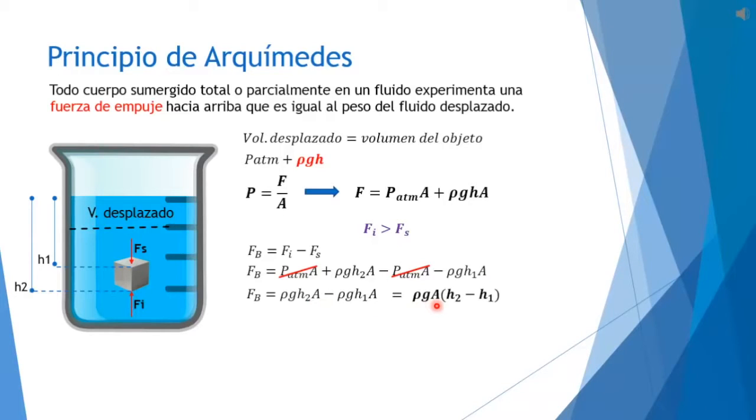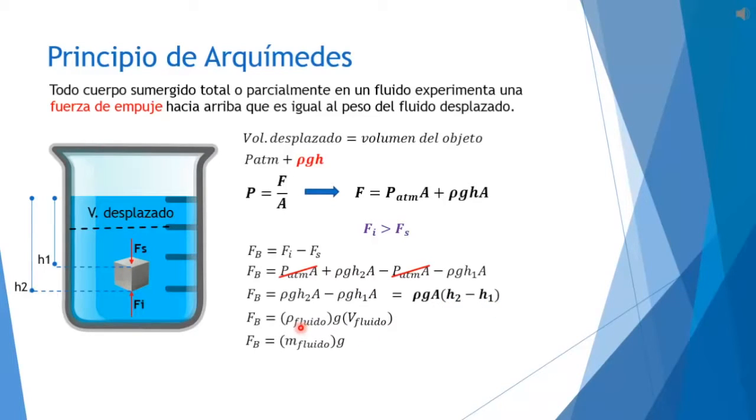We can see that when we calculate h2 minus h1, we get the height of the object. So, when we multiply by the area, we can obtain the object volume. This volume is equal to the displaced volume. So, we can conclude that the buoyancy force is equal to the product of the fluid density, the gravity constant, and the fluid volume, that is equal to the object volume.